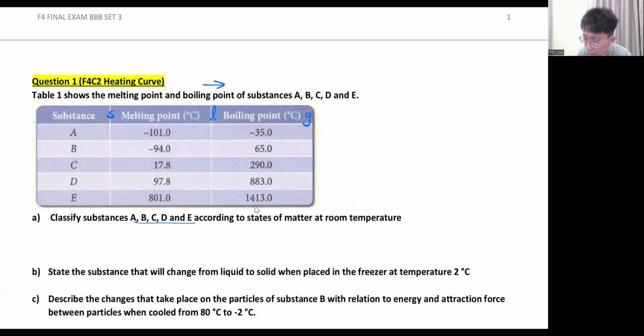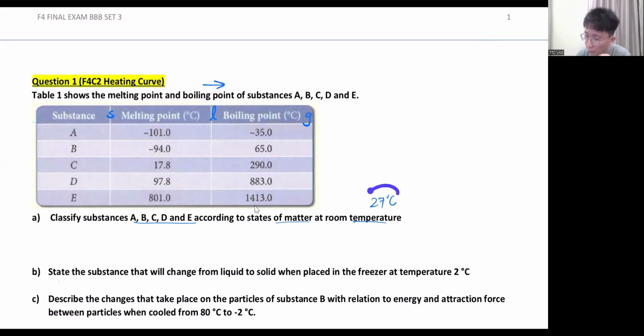Okay, like this. So later on they say, classify your A, B, C, D, and E according to state of matter at room temperature. So guys, let you all know, room temperature usually is around 27 degrees Celsius. Okay, so more or less around this number. So what you're gonna do is take this 27 and try to place it at these 3 different situations, see where it will be located.